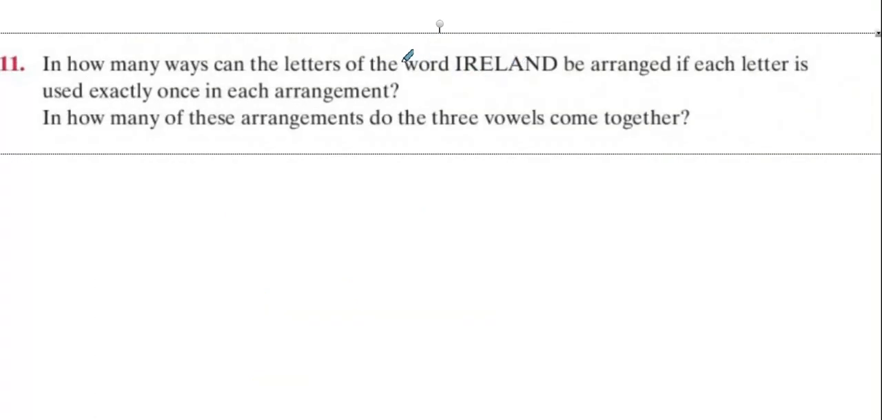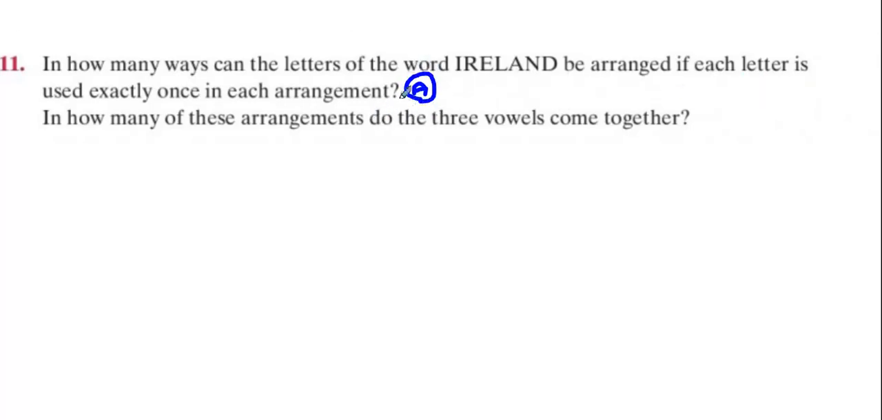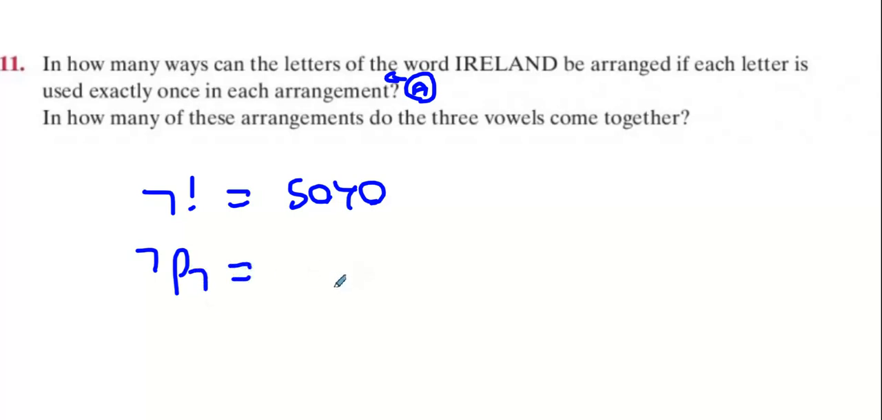How many ways can the word Ireland be arranged if each letter is used exactly once in each arrangement? So that's part 1, yeah? Question A to the left, yeah? So what did we do? How many letters? 7. Who did 7 factorial? 5,040? Or 7 letters, pick 7 in any order you want. Also 5,040.